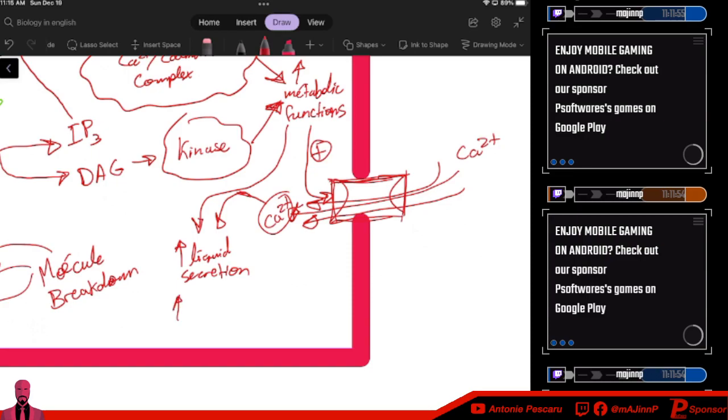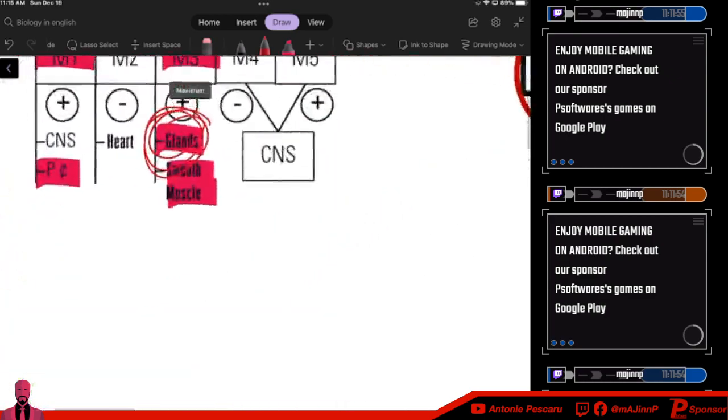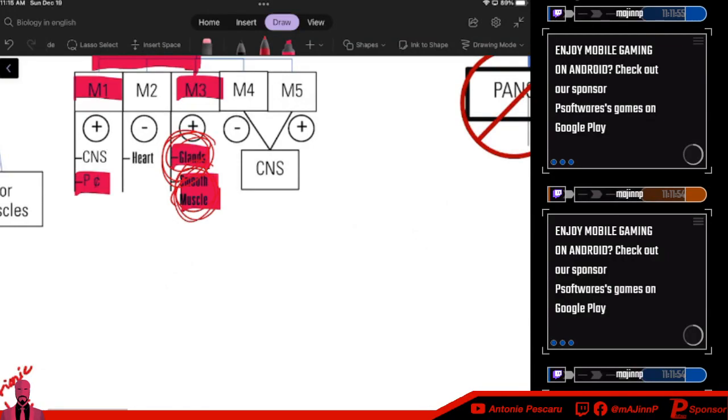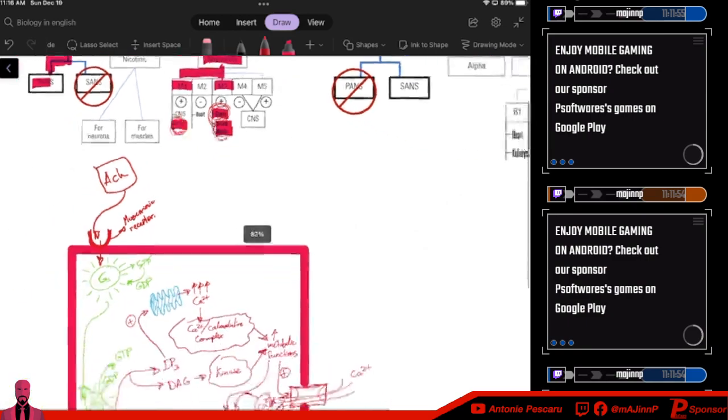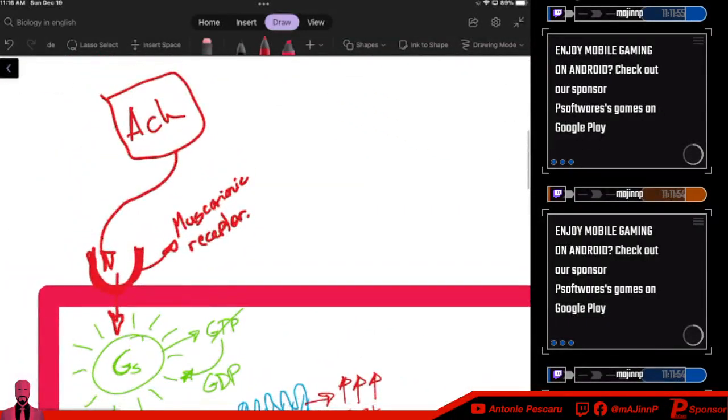So there is an augmentation of constriction. Whether it's bronchoconstriction or vasoconstriction, there is a constriction happening in the smooth muscles and the parietal cells that are present in the bronchi. So that's what our ACH does.